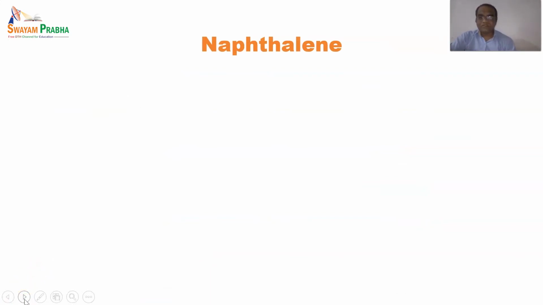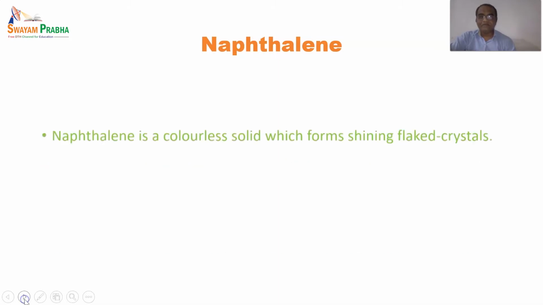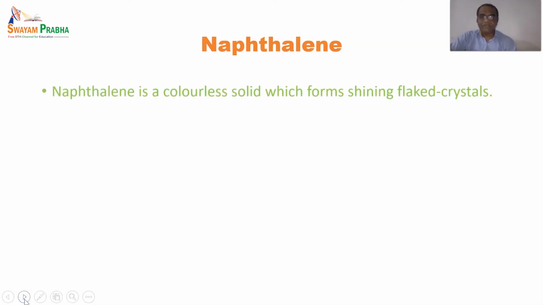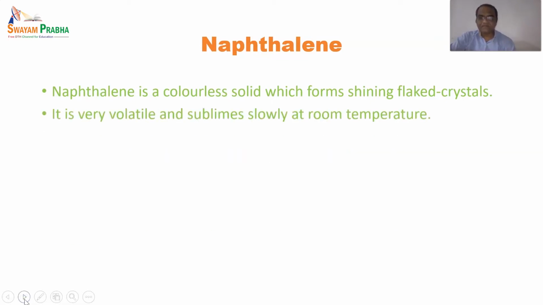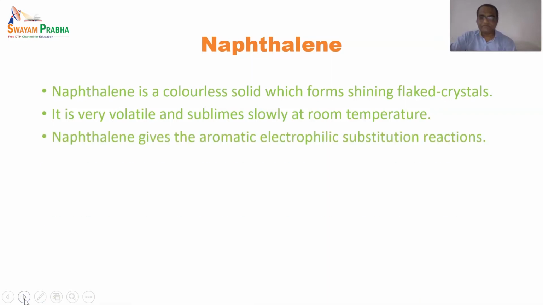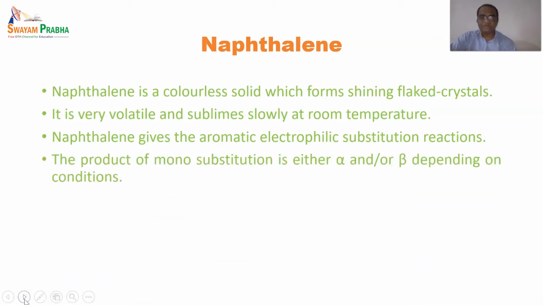Now we will see some properties of naphthalene. Naphthalene is a colorless solid which forms shining flake crystals. It is very volatile and sublimes slowly at room temperature. Naphthalene gives aromatic electrophilic substitution reactions, as we will see in chemical reactions. The product of monosubstitution is either alpha or beta depending on the conditions.